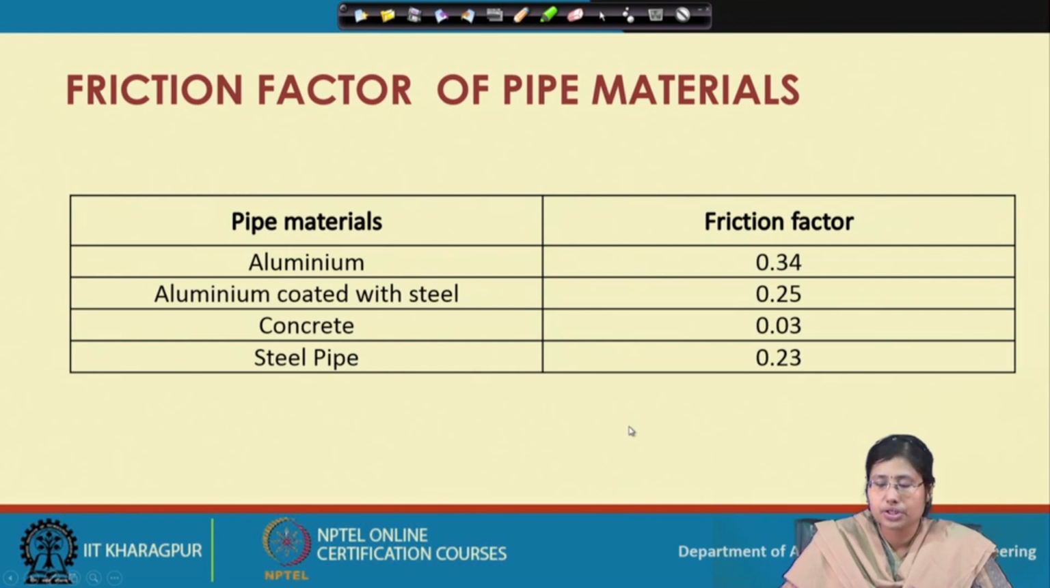Now, coming to the friction factor for different pipe structures. Different friction factors are already tabulated. For the pipe material, if it is aluminum, the friction factor is 0.34. When aluminum is coated with steel, it is 0.25, for the concrete structure it is 0.03, and for the steel pipe it is 0.23. As you can see from this table, for the concrete structure the friction factor is quite low. However, for the metal or aluminum structure and the steel pipe structure, the friction factor is quite high.